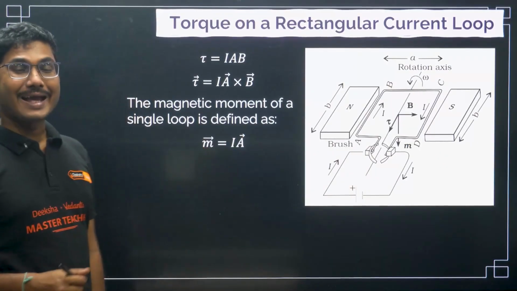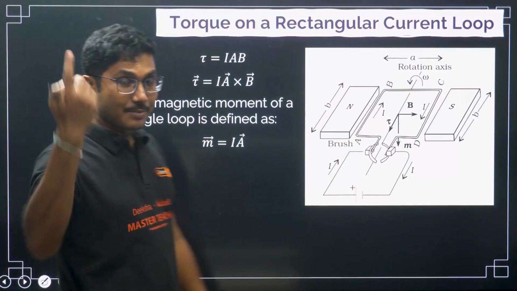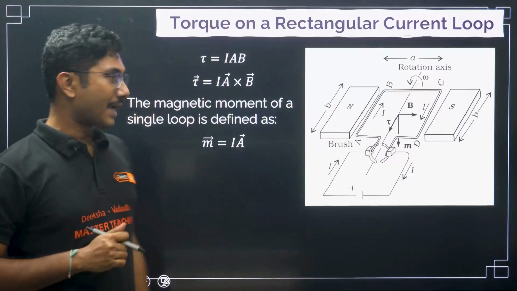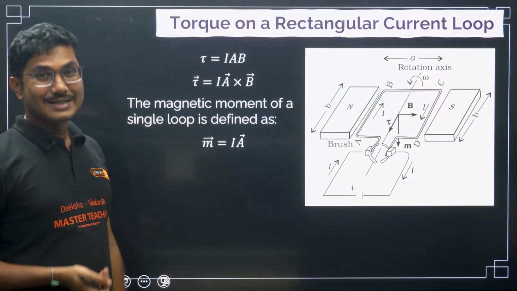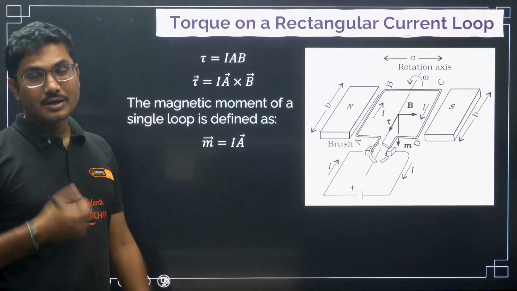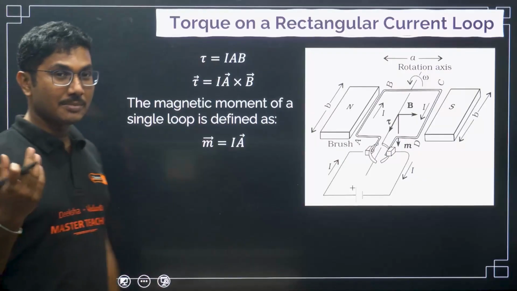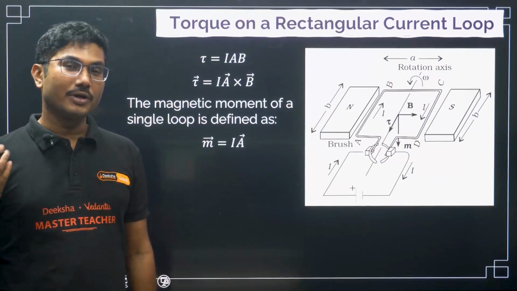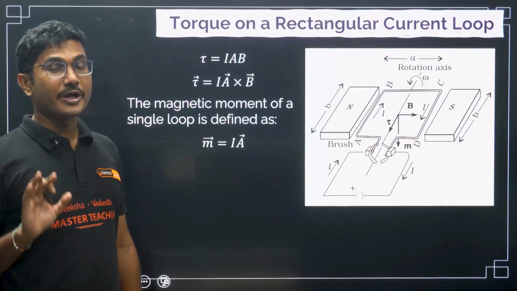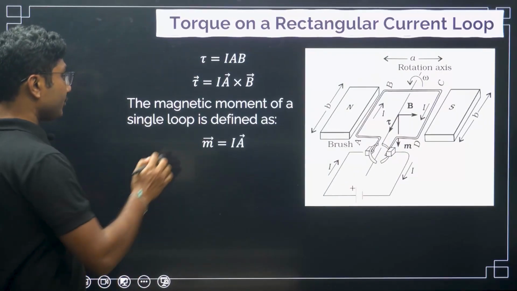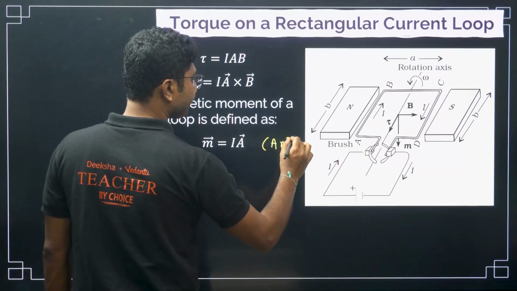So this is called magnetic moment, similar to the dipole moment. Here we have magnetic moment, which is I into A. Its unit is ampere meter square, right? Ampere is current, meter square is area. So you have to also remember the unit of magnetic dipole moment, very important for your objective questions. Its unit is ampere meter square.